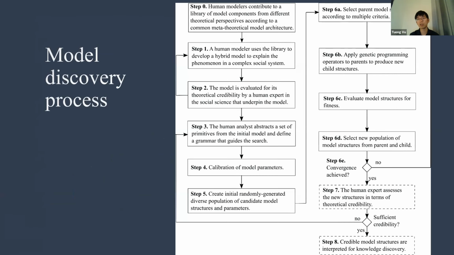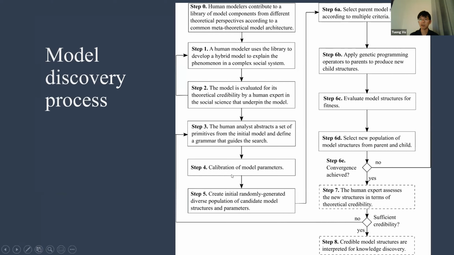So for the model discovery method, the process is that first we design models. In steps 0 and 1, we design a model. In step 2, we talk with the human expert, and then we come back to step 1 to improve the model again. Step 3 is we actually decide what is the primitive, what is the grammar that we're going to use for the search process.